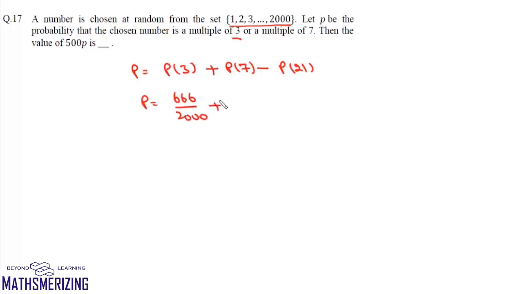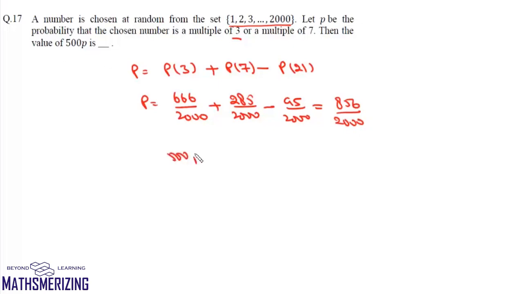Now 2000 divided by 7 will be 285 point something. So it will be 285 upon 2000 minus 2000 divided by 21. There will be 95 point something, and this value will be 856 upon 2000. Now we need to find the value of 500p.